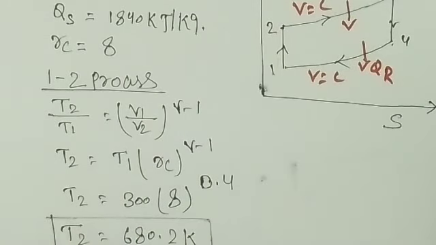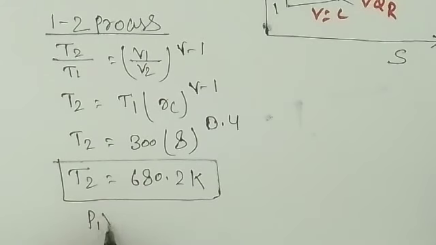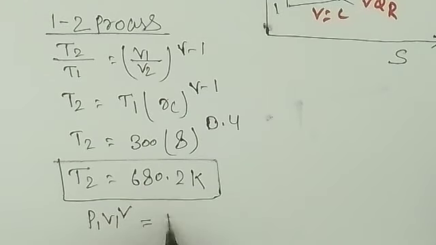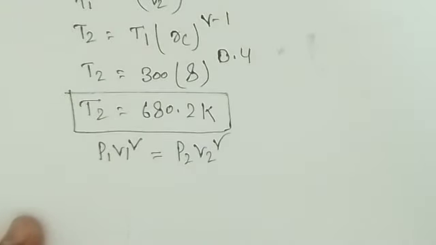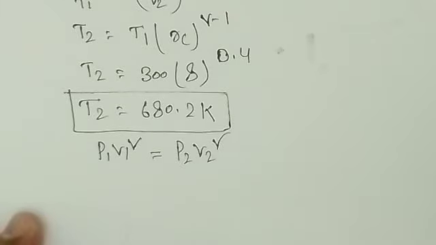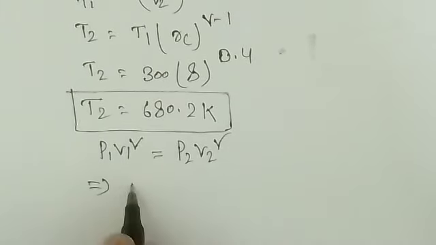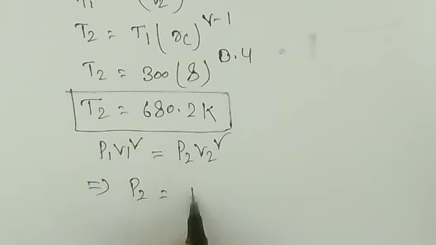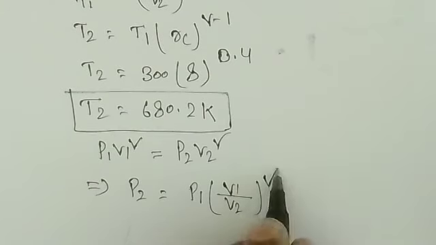It means that PV to the power gamma will follow, right? So here you can say P1 V1 to the power of gamma is equal to P2 V2 to the power of gamma, right? Why? Because compression laws follow the adiabatic PV to the power gamma law. So you have to find out the P2. That means P2 is equal to P1 times (V1 by V2) to the power of gamma.